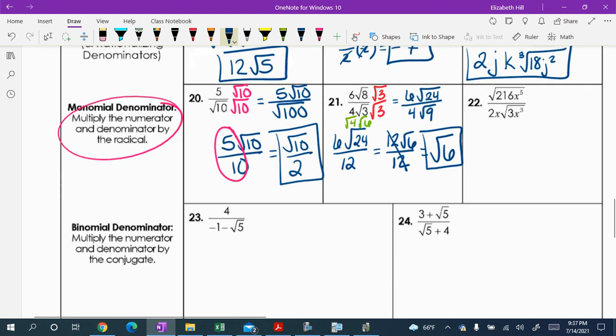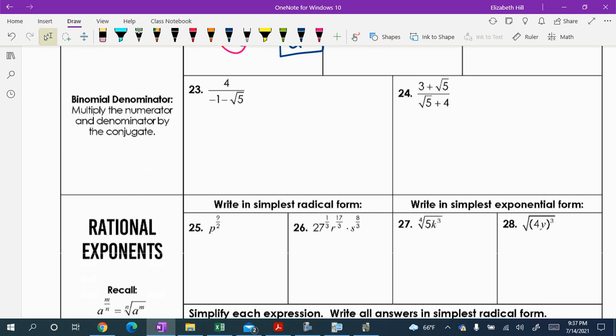All right, I'm going to jump down to 23 and 24. When you have a binomial denominator, you have to multiply the numerator and denominator by the conjugate. We're going to see this also when we start talking about complex numbers. The conjugate is the opposite, and it's creating a difference between two perfect squares to eliminate that square root. So the conjugate here is -1 plus the square root of 5. And we have to do that to both the numerator and the denominator.